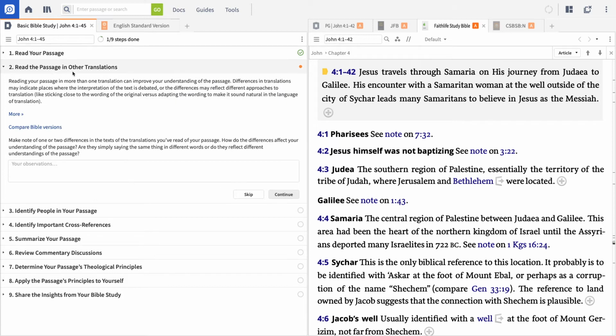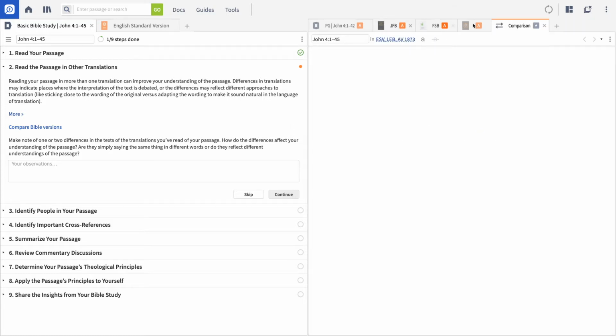So let's continue. Let's see what this has now. Okay, read the passage in other translations. Reading the passage in more than one translation can improve the understanding. Differences in translations may indicate interpretation of the text is debated, or differences may reflect different approaches to the translation. Let's see, closed wording, and yeah. So let's press that button and see what we have. Okay, let me see what Bibles we should compare.